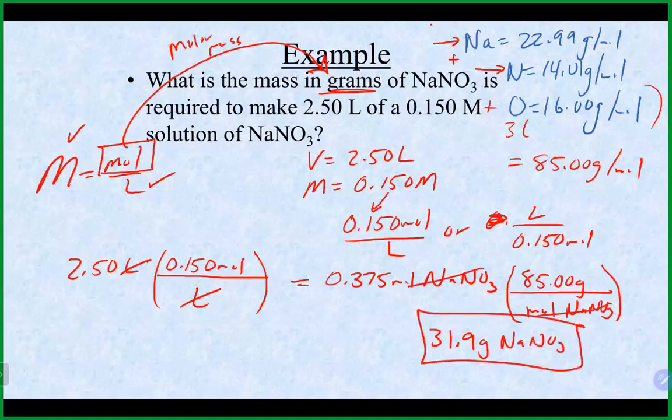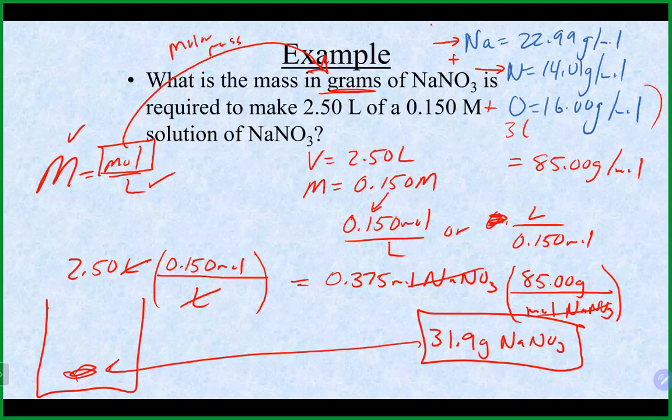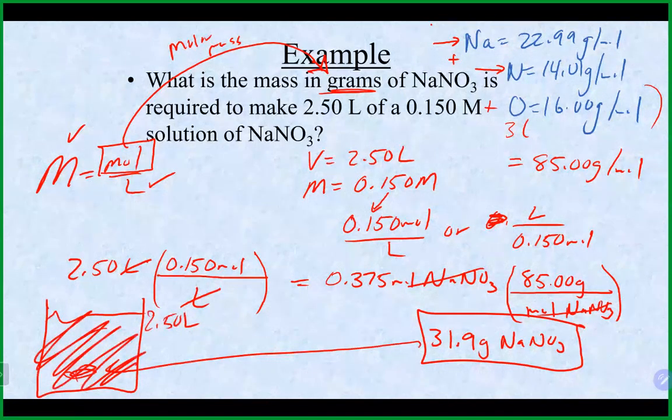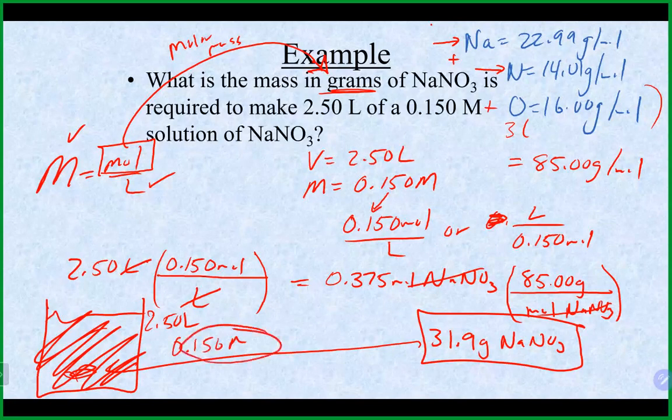So if I were to make this solution, I would go to the scale. I would weigh out about 31.9 grams of my solid sodium nitrate. I would add enough water that I ended up at 2.5 liters. I would give it a mixy, shaky, maybe not so much shaky. And we would end up with a solution there that is 0.15 molar. Any questions on that? That is like identical to the calculation in the lab.